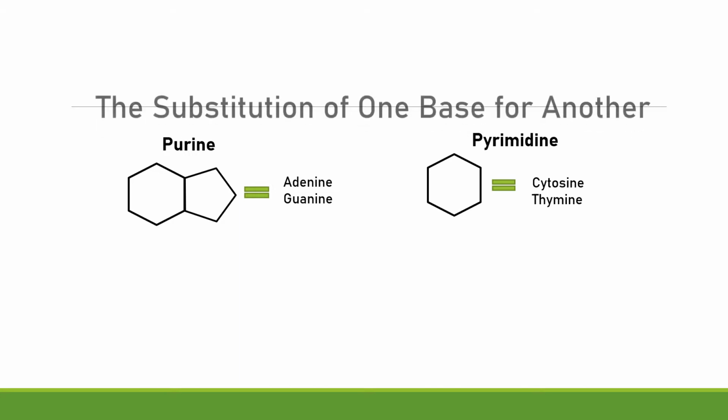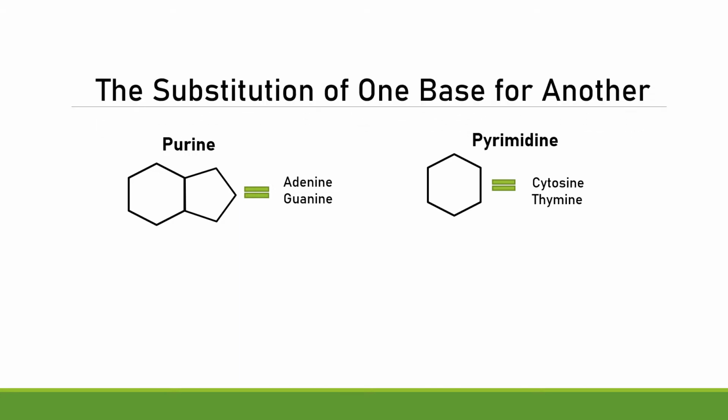Okay, so what is a point mutation? A point mutation is the substitution of one nitrogenous base for another. This means that there are the same number of nitrogenous bases in the sequence, but one isn't quite right. There are two forms of this mutation. The first one is called a transition.